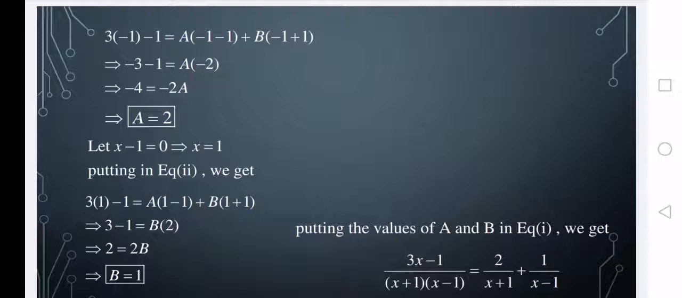Now the last and the very important step is that we are going to put the values of A and B in equation number 1. So in place of A we will write 2 and in place of B we will write 1, since the value of A is 2 and the value of B is 1.